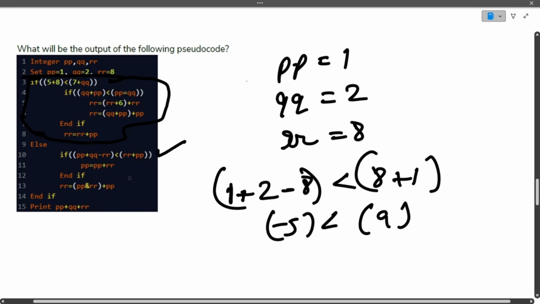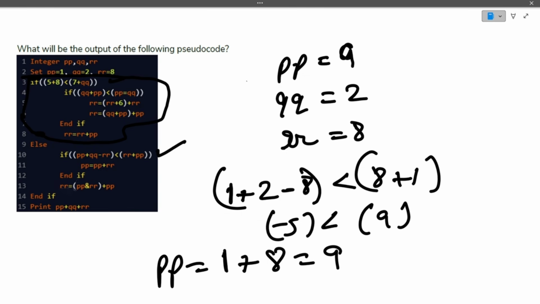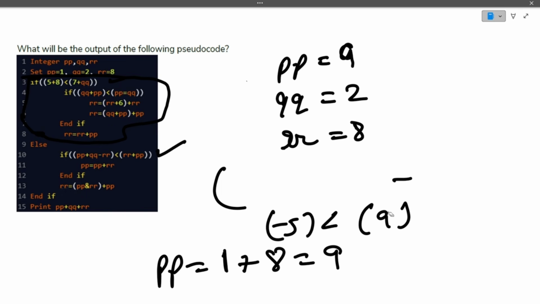So if this is true, then pp is equivalent to pp plus rr. So what is the current value of pp? It is 1 plus rr. It is 8. So now pp has become 9. So now the value of pp got updated to 9. Okay, so yeah, and once we are doing that, then we are doing rr is equal to pp and rr plus pp. Okay, so this is now again that bit masking thing.